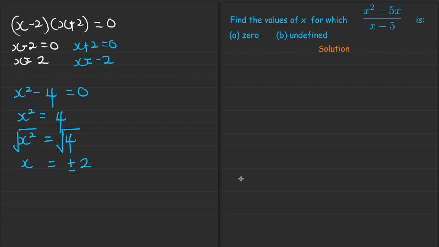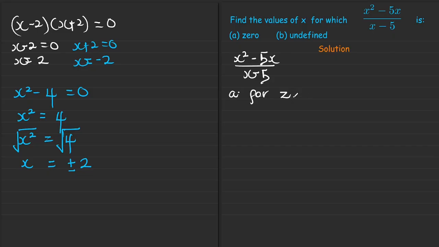So for our first question, it says find the value of x for which x squared minus 5x all over x minus 5 is a, 0, and then b, undefined. Now, our function here is x squared minus 5x all over x minus 5. So let's take the first one.